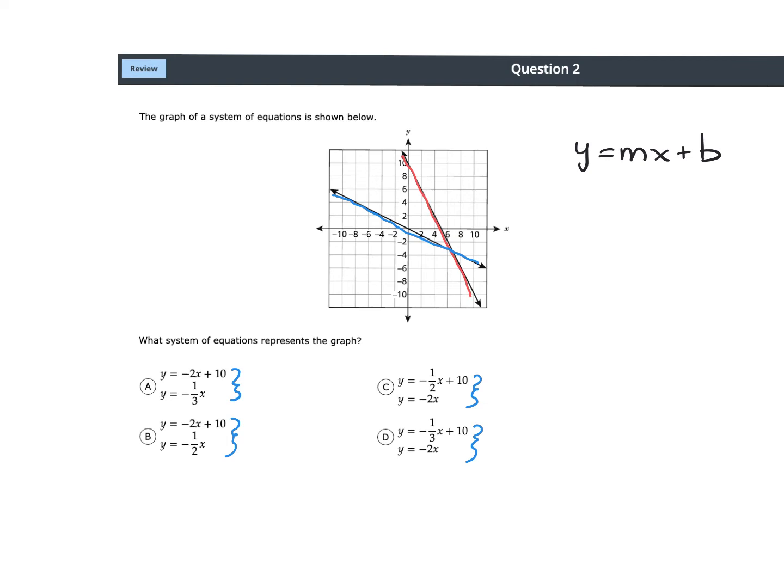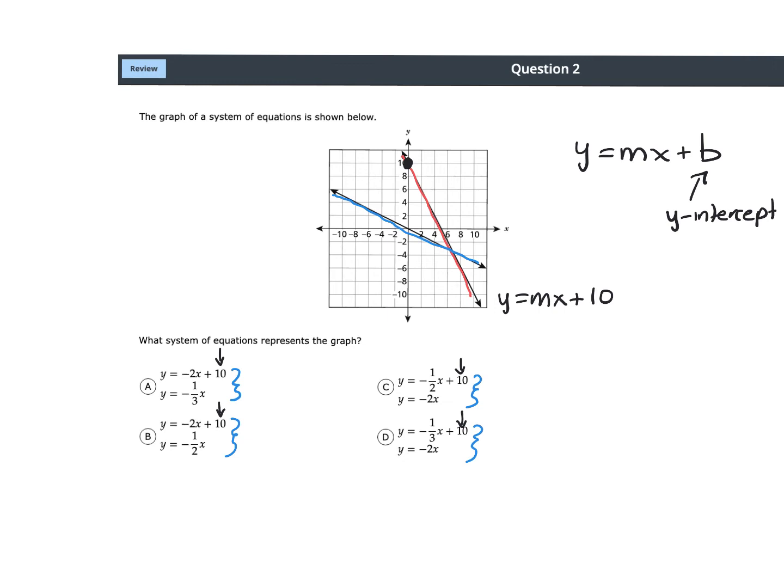What I'll do is I'll mark the y-intercept, that's your b. So this is a good reminder, y-intercept. And I'll mark my y-intercept in black, so my y-intercept is 10. That means the red equation has the form y equals mx plus 10. Well, let's look. It looks like all four of these have the y-intercept of 10, so that didn't help me rule anything out. So I'm going to need to find the slope of that equation.